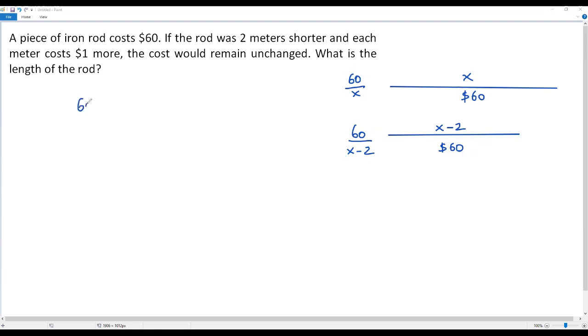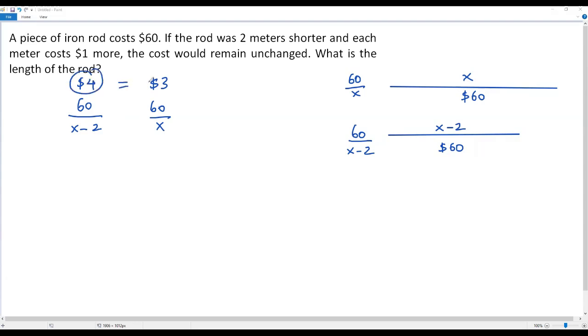Okay, let me write both of them, that is 60 over x negative 2, and here we have 60 over x. According to the discussion we have done so far, let me assume the cost of each meter, I mean the cost of this value, is $3. Then what will be the cost of this one? Already we know that this is 1 more than this one. So the value of this one is $3 and the value of this one has to be $4.